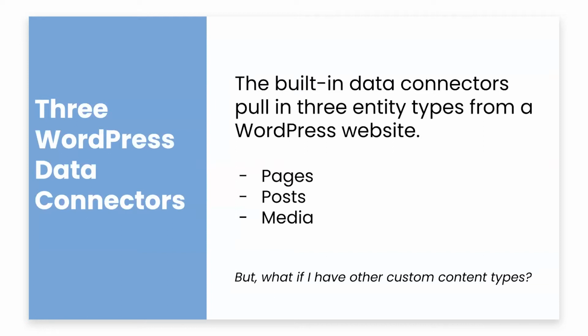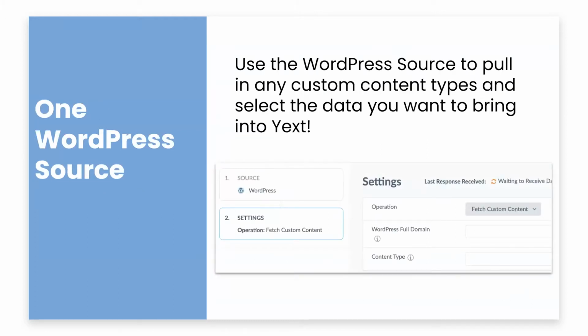Another question we get all the time, though, is what if I have other custom content types? And we have a very quick and easy solution for this too. We have a WordPress source. So with that, you can specify whatever content type you have in WordPress. Could be a product, could be anything else under the sun. And you can still pull it into Yext. Because there are so many, we can't make out-of-the-box connectors for everything, but this source is a great way to do just that.